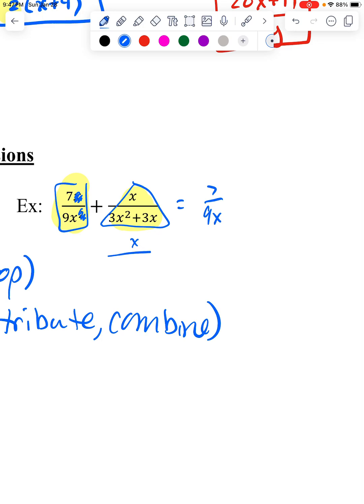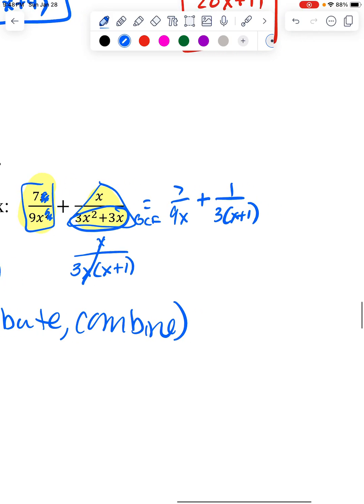The other thing you can do, like it says in the notes, is factor. These on the bottom have a GCF of 3x. And when I take it out, I get x plus 1. But now that these x's are on the outside of the parentheses, they cancel. When there's nothing left on the top, you put a 1 as a placeholder to show that there is a top. And so this is what I have going into this problem.